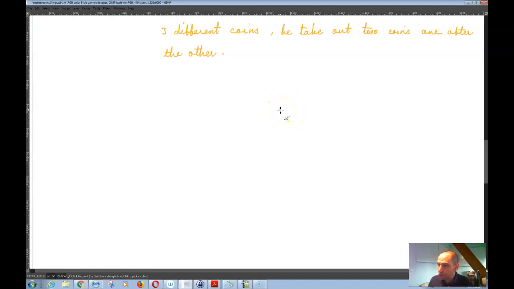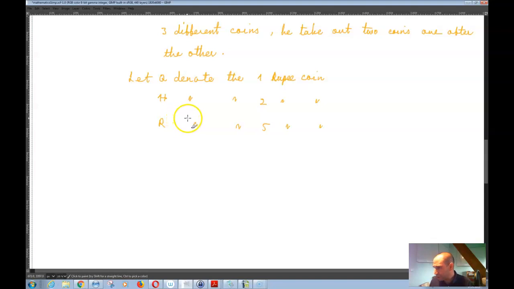Okay, so let's see how we can think about this. The solution is: let Q denote the 1 rupee coin, H denote the 2 rupee coin, and R denote the 5 rupee coin. So the first coin he takes out of his pocket may be any of the 3 coins, Q, H, and R.